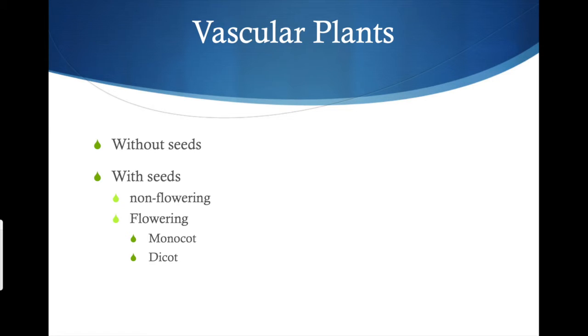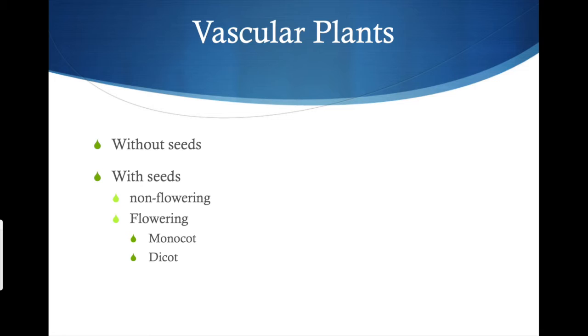So let's get into the breakdown. We just talked about non-vascular plants, and now we're going to jump into vascular plants. If we were to break down the plant kingdom, the first breakdown is of the plant kingdom. You have the plant kingdom, and then underneath it you would have non-vascular and vascular. And under non-vascular, we talked about two of the phyla, the mosses and the worts.